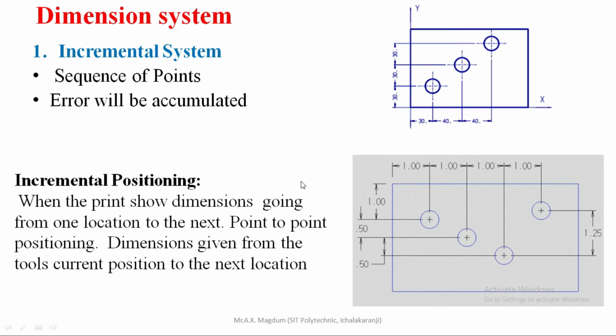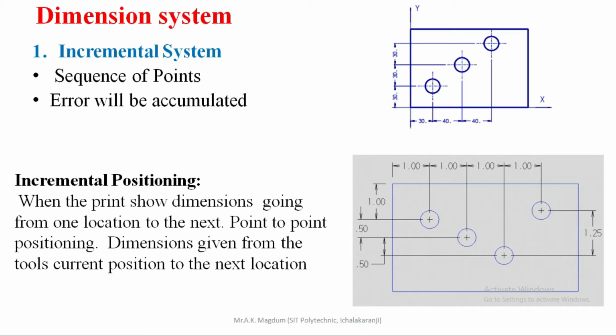This is the first dimension, the second dimension begins from the previous one, and the third begins from the previous one. In this way, there is a chain type of dimensioning used for the incremental positioning system, and it is basically used for point to point positioning in either drilling operations or tapping operations. Those types of operations generally use incremental systems.